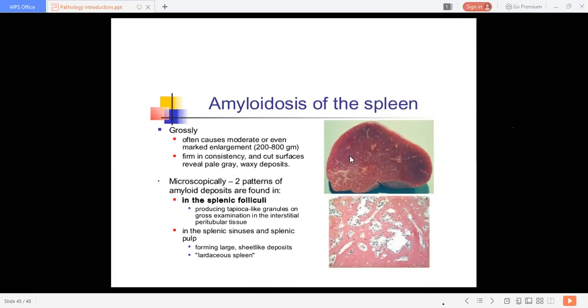Here you can see little dots on the surface. We can see the spleen as a sago spleen. Sabudana, sago is sago grains. They are nothing but sabudana. So these deposits just look like sago grains, granules like sago deposited in the splenic follicles. So we call it a sago spleen. And the second type, the fusion of early deposits gives rise to large map-like irregular areas of amyloidosis. And this we call lardaceous spleen.